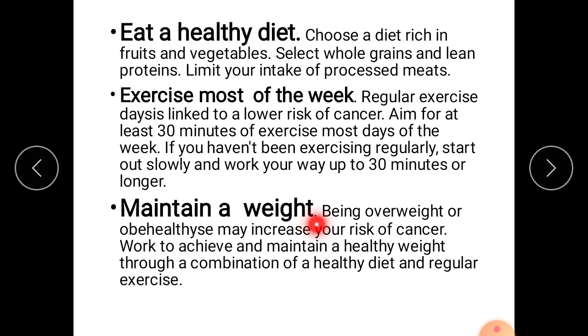Maintain a healthy weight. Being overweight or obese may increase your risk of cancer. Work to achieve and maintain a healthy weight through a combination of healthy diet and regular exercise.